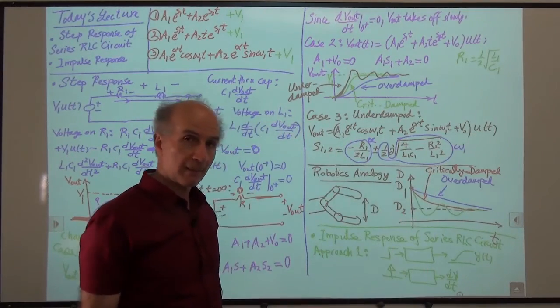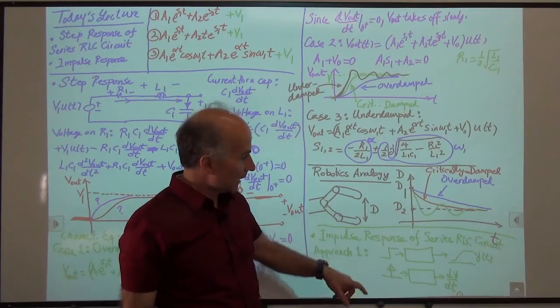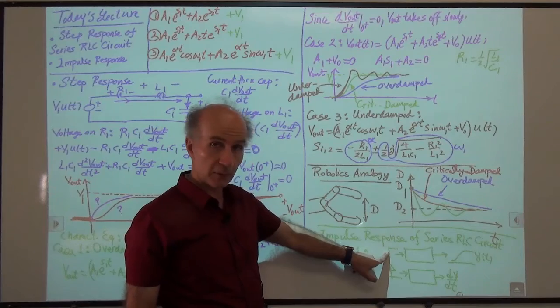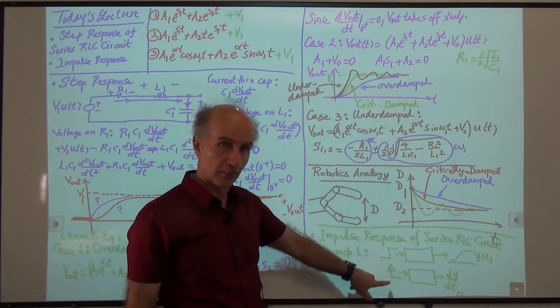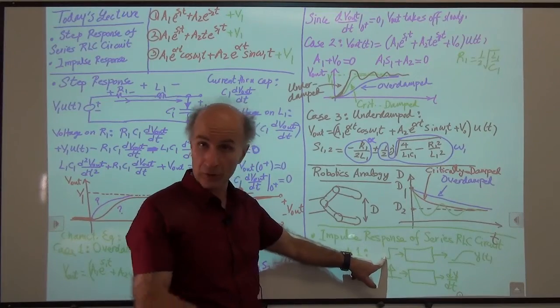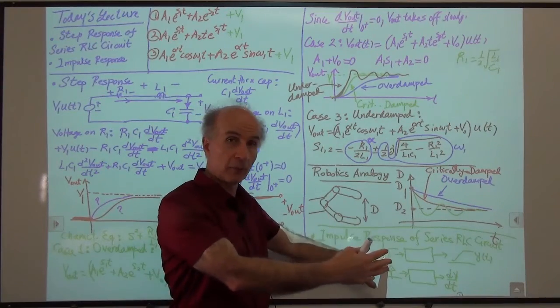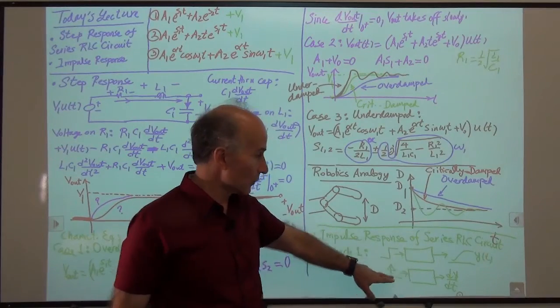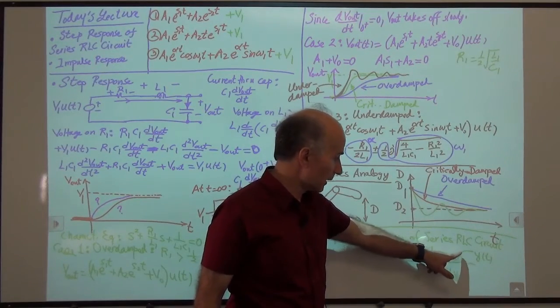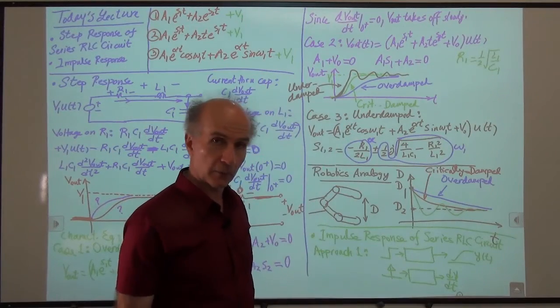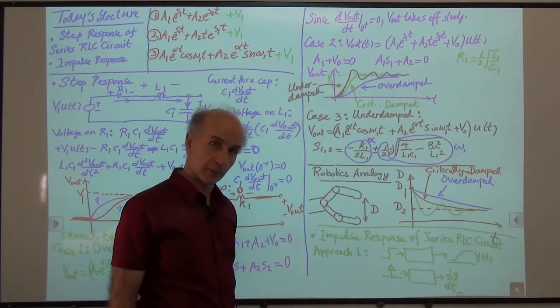Why does this make sense? Well, because for the input, I have taken the derivative with respect to time when I go from step to impulse, right? The impulse is the derivative of the step. So the same thing should happen at the output, because it's a linear time invariant system. So here also the response should be differentiated to find the output corresponding to an impulse input.